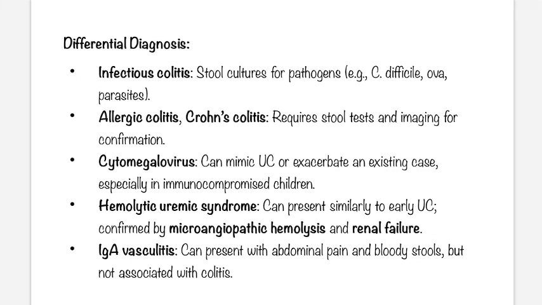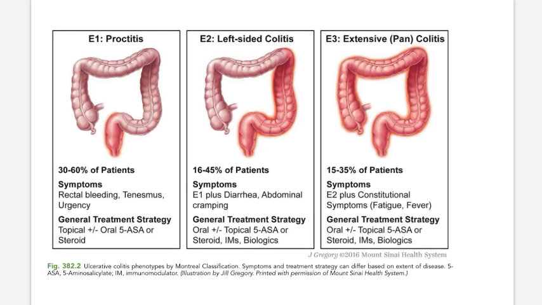Okay, are there any differential diagnoses, or are we diagnosing it accurately? Yes: infective colitis, maybe allergic colitis, cytomegalovirus, HUS, IgA vasculitis. These can be differential diagnoses of this condition, like CMV, HUS. Just remember the key point of each of these, and you will be easily able to differentiate among them.